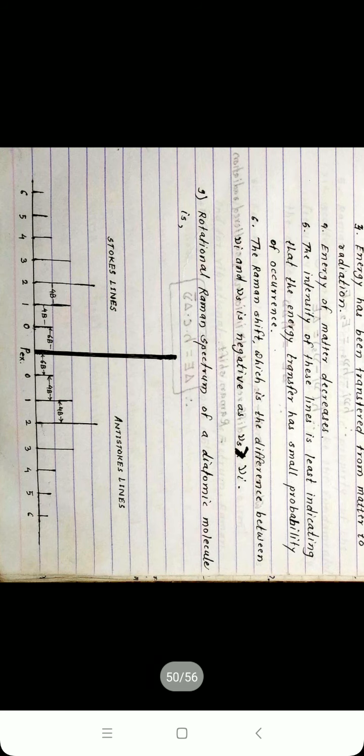This is about Raman scattering. Then we discuss here the quantum theory of Raman scattering, which is many times asked as a 3 marks joint question. That is, what is Raman scattering, and discuss the quantum theory of Raman scattering.